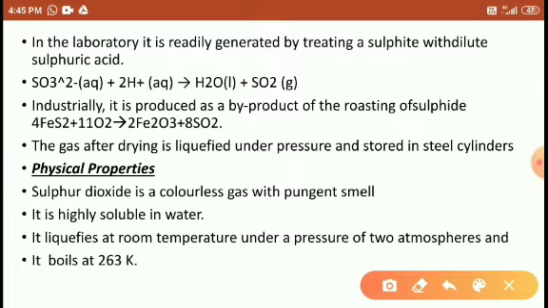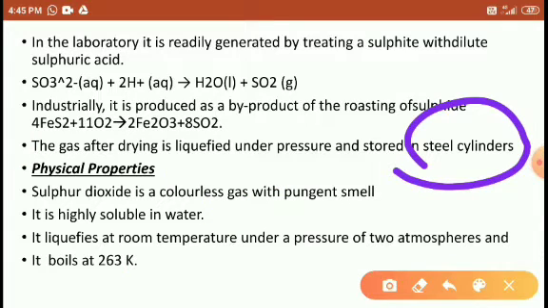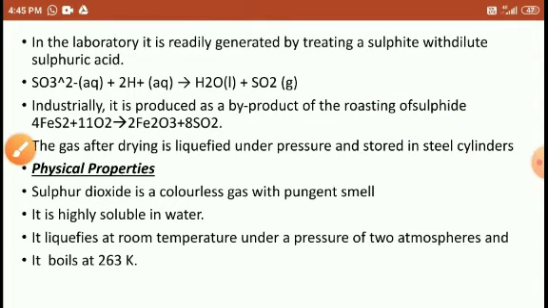Right. So the gas after drying is liquefied under pressure and stored in a steel cylinder. So after the gas is condensed, it is stored in the steel cylinder. Physical property: sulfur dioxide is a colorless gas with a pungent smell. It is highly soluble in water. It liquefies at room temperature and its boiling point is 263 kelvins. Students, why is it stored in a steel vessel? Because steel cannot be corroded by SO2. Right.